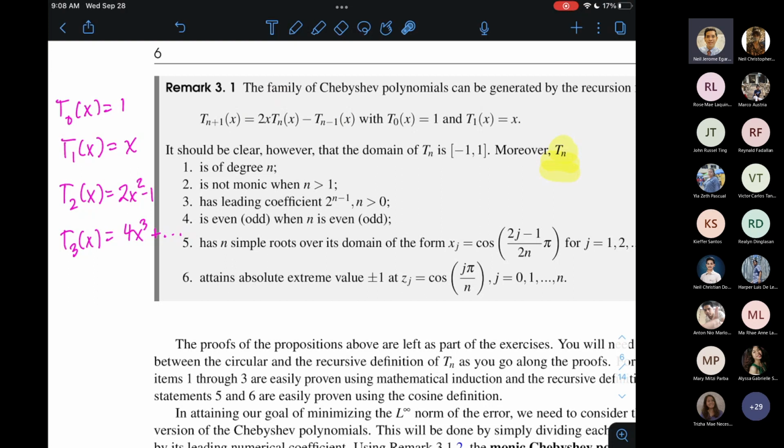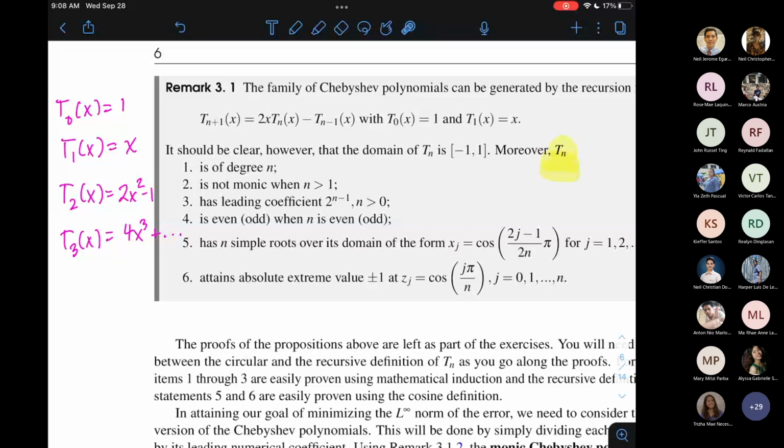Oh, sorry, Mitzi, I just saw your chat. When a polynomial is monic, its leading coefficient should be 1. Oh yeah, thank you, Nicolate, for answering that question. So, for instance, this is monic because the leading coefficient is 1. x is monic because the leading coefficient is 1. 2x squared minus 1 is not monic because its leading coefficient is 2. The leading coefficient is the coefficient of the highest power. Right? So it is 2.